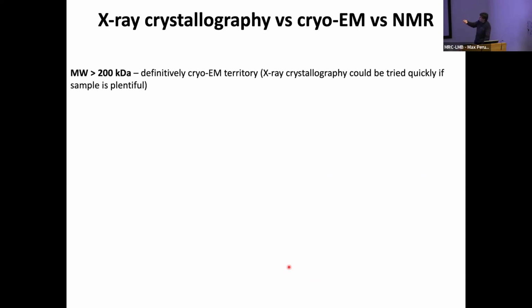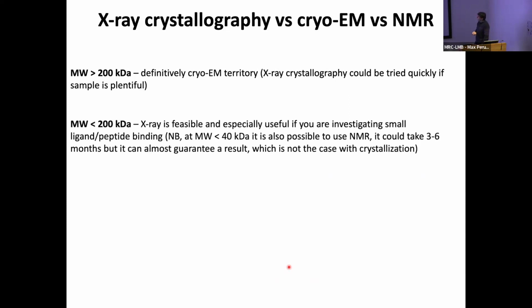I would say that if it's larger than 200 kilodalton, you should try EM straight away. Then, if it doesn't work, you can come to talk to us. We can try to crystallize it. But I think it's definitely cryo-EM territory. If it's less than 200 kilodalton, it's feasible. If you've got plenty of sample, you should try.